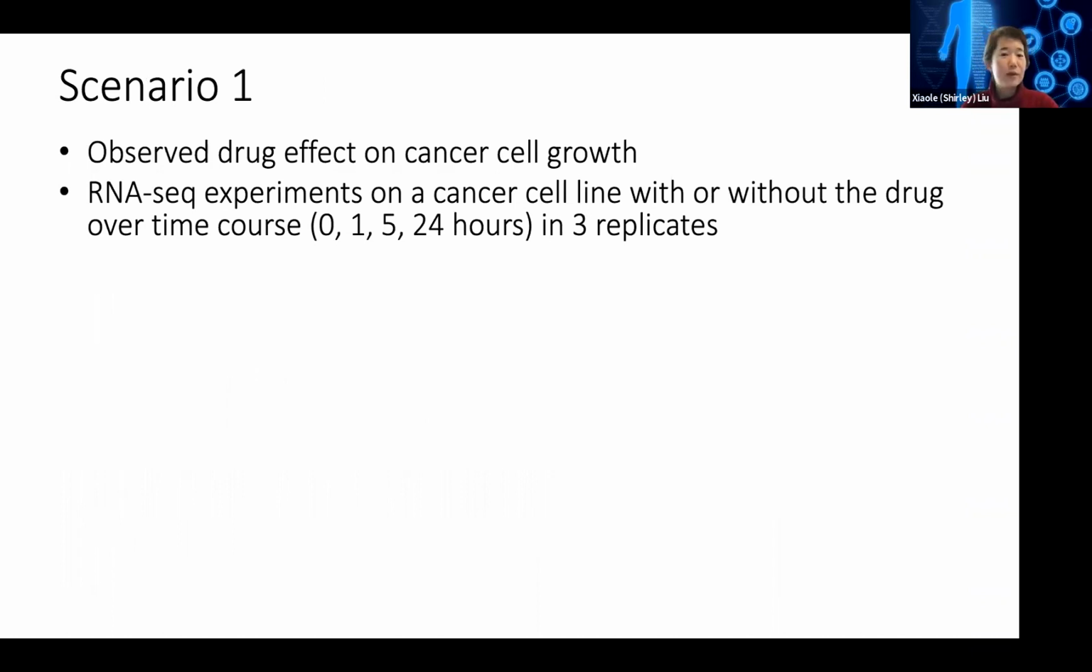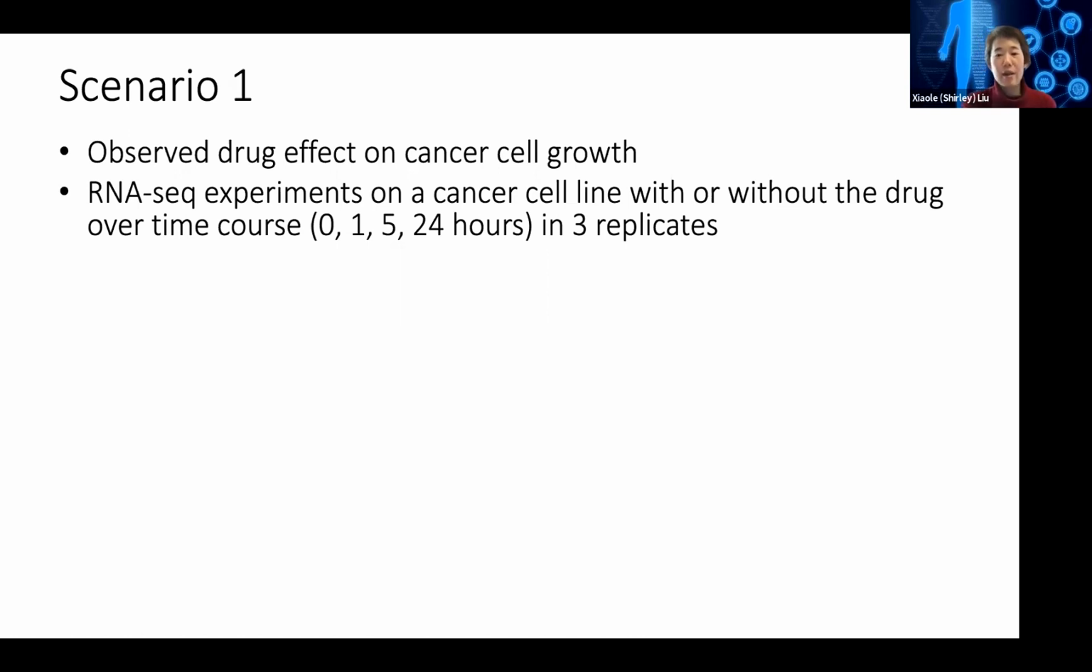We observed some drug effect on cancer cell growth. So these cells are growing in a Petri dish. You treat the cells at, say, different doses or different time points. You can see eventually the cancer cell doesn't like the drug and will die. And so you say we generated an RNA-seq experiment on the cancer cell with or without the drug.